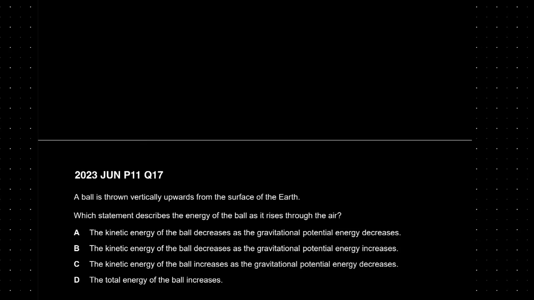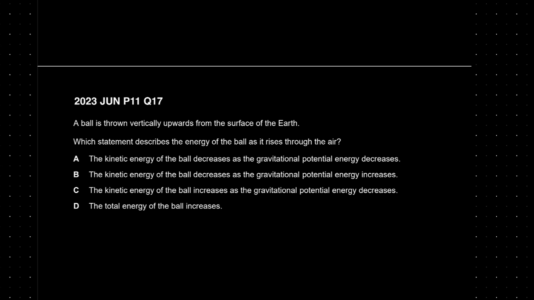Next, 17. A ball is thrown vertically upwards from the surface of the earth. This statement describes the energy of the ball as it rises through the air. So definitely if it rises up, gravitational potential energy increases. So it's this, and as a consequence of the conservation of energy, the kinetic energy must decrease. The others are obviously wrong because GPE cannot decrease and total energy cannot change either. That's constant.